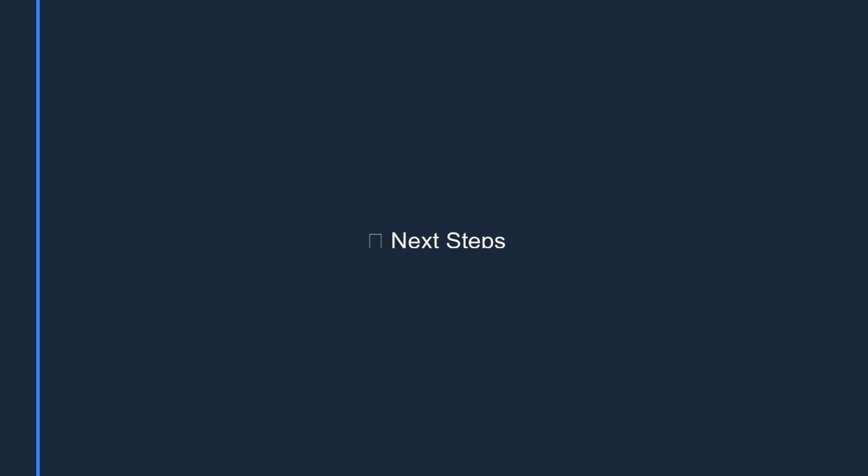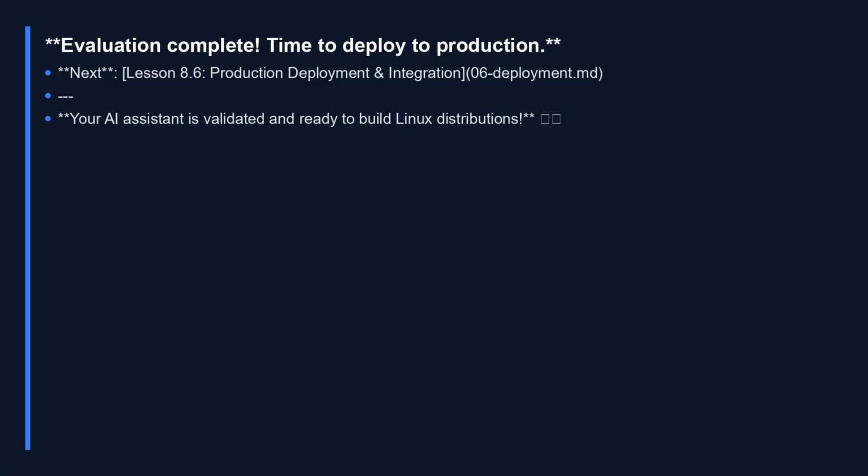Completion checklist. Next steps: evaluation complete. Your model has been tested against 200 package queries, 100 build scenarios, 50 real Animux failures, 20 adversarial safety cases, and 1000 latency samples, and it passed. That's not a toy result. That's a validated, benchmarked AI assistant ready for production. Next up is lesson 8.6, Production Deployment and Integration, where you'll take everything you've proven here and put it to work.